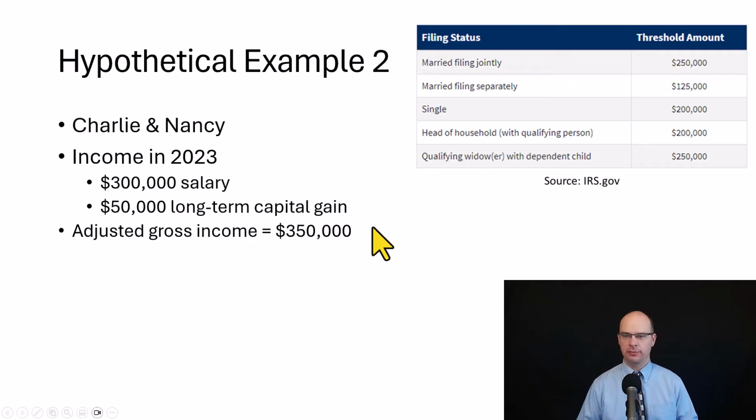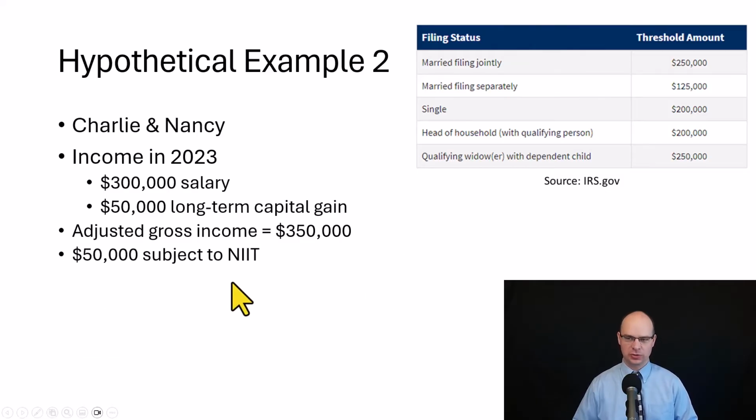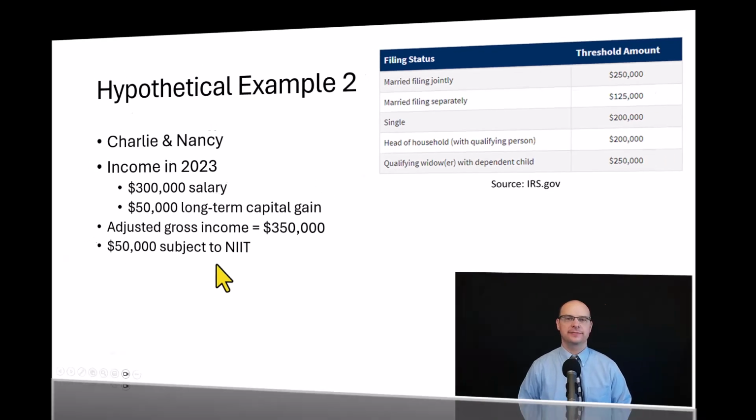But here's the important point. Only $50,000 of the excess over this threshold is considered investment income or passive income. And thus, that $50,000 is what is going to be subject to the net investment income tax. So in this example, I'm trying to distinguish the difference between ordinary income or working income and passive income or investment income, which is what the NIIT is ultimately targeting.